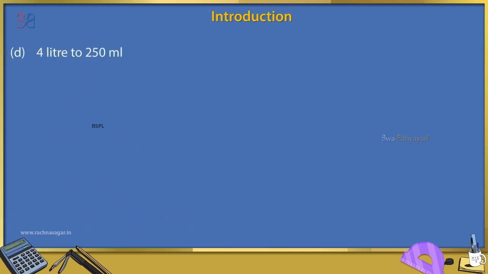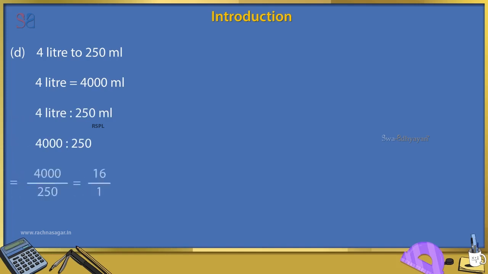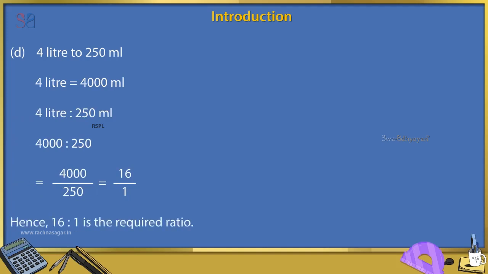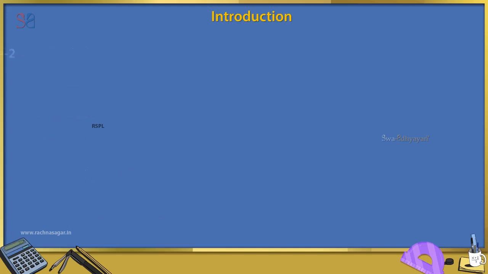D. 4 liter to 250 milliliter. 4 liter is equal to 4000 milliliter. 4 liter is to 250 milliliter is 4000 is to 250, which is equal to 4000 by 250, which is equal to 16 by 1. Hence, 16 is to 1 is the required ratio.